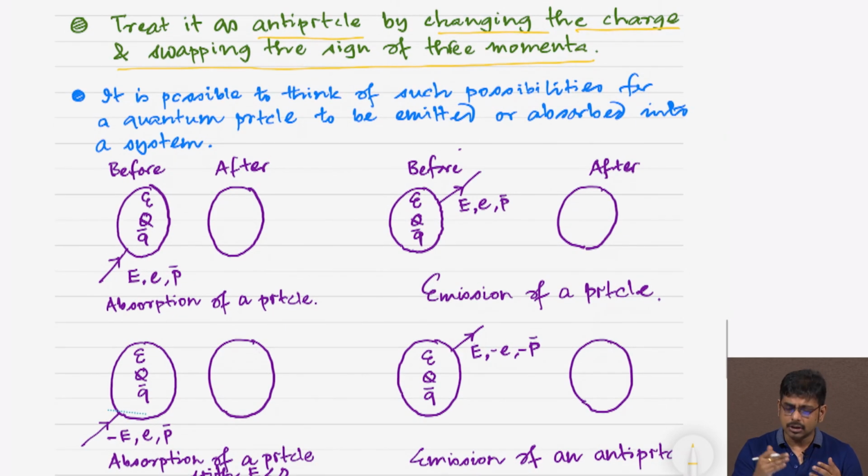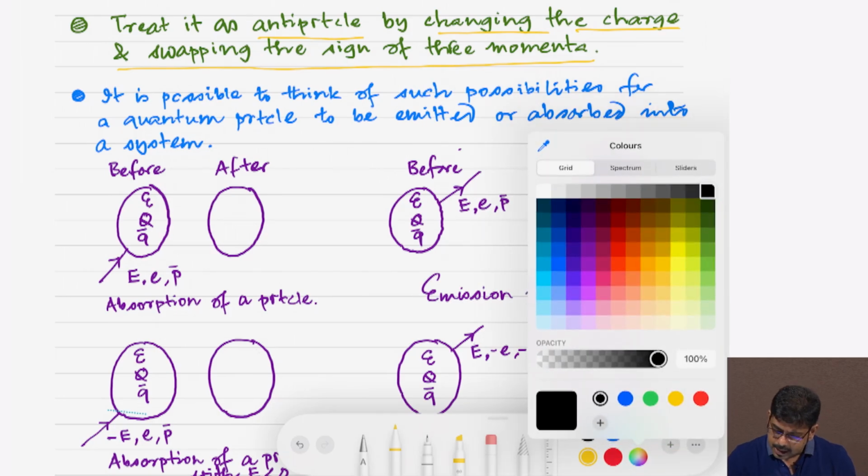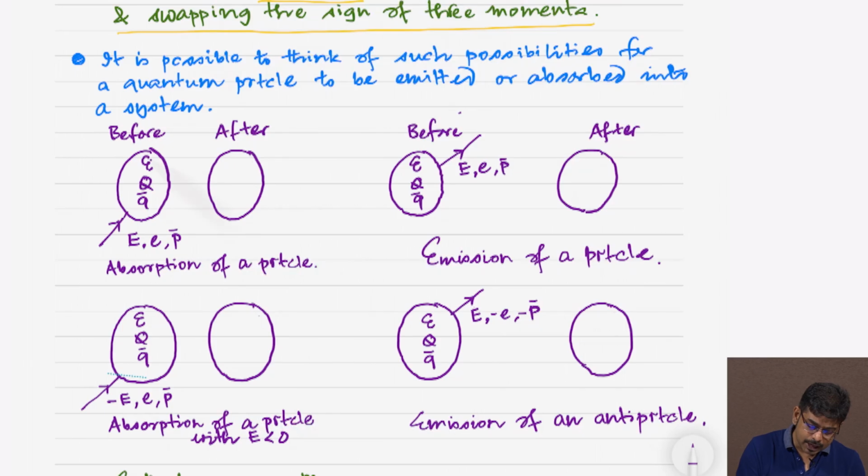Let us actually try drawing that and see whether we can find some equivalence in this process. Suppose I have a system with energy E, Q is the charge of the system and q vector defines the motion or the momenta of the system. So, this was before. Now, suppose you want to absorb a particle which has an energy E, charge small e, and it has a momentum p.